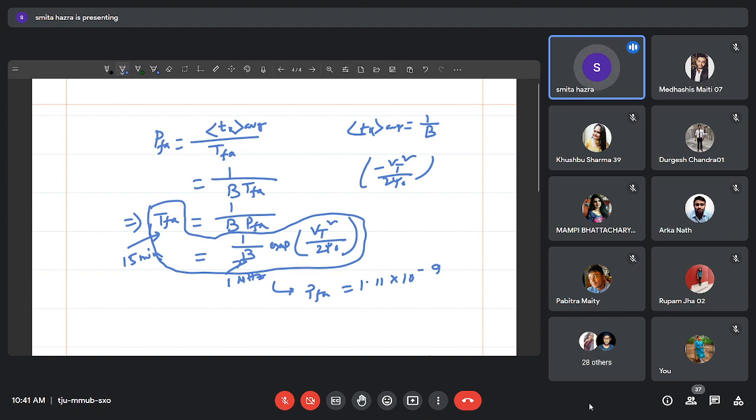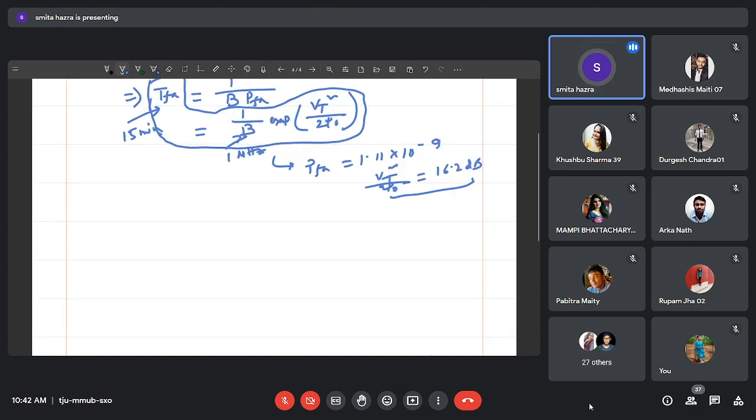Okay, and from here, if we calculate the threshold voltage, that is VT square by psi naught, this value will be 16.2 dB. So if we are able to maintain VT square by psi naught at 16.2 dB, then for 1 megahertz, the false alarm time is 15 minutes. And there is a very beautiful graph interlinking all these things, from where we can get a set of data on the relationship.